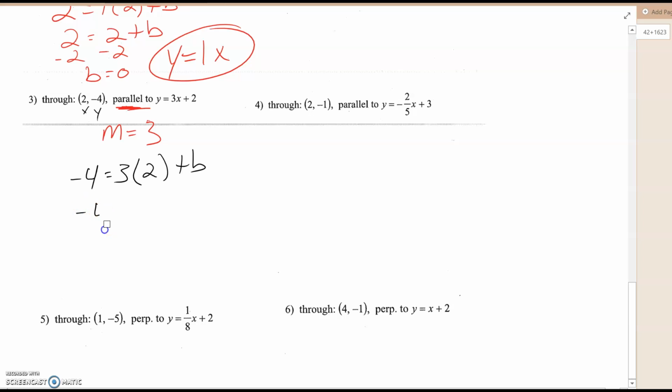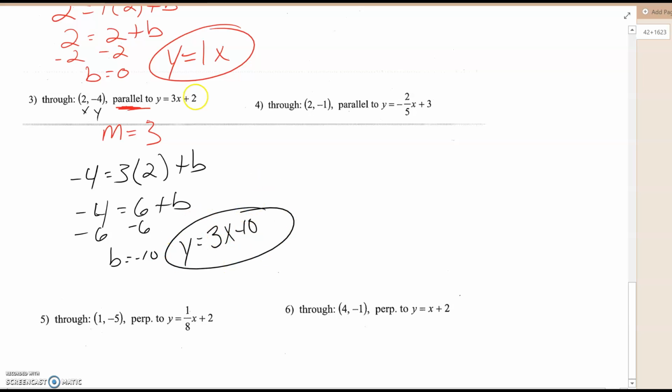Multiply. Subtract. And I get y equals 3x minus 10. Notice, I'm not using this 2. Always solve for b. All right. Now go ahead and solve number 4 and tell me what you get.